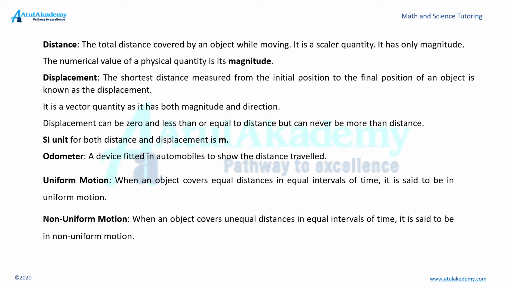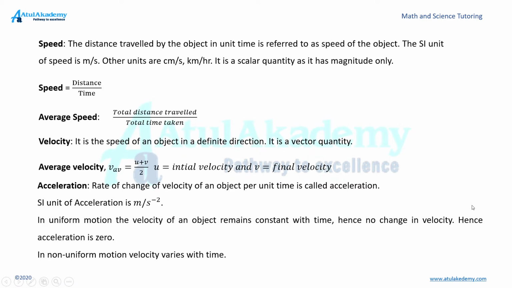Now, a device which is fitted in automobiles, which shows the distance traveled, is known as the odometer. Now comes uniform motion. When an object covers equal distances in equal intervals of time, it is said to be in uniform motion. And when an object covers unequal distances in equal intervals of time, it is said to be in non-uniform motion.